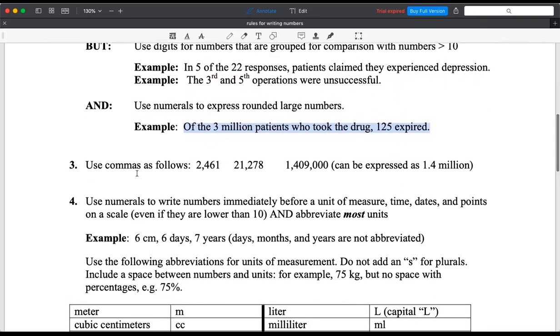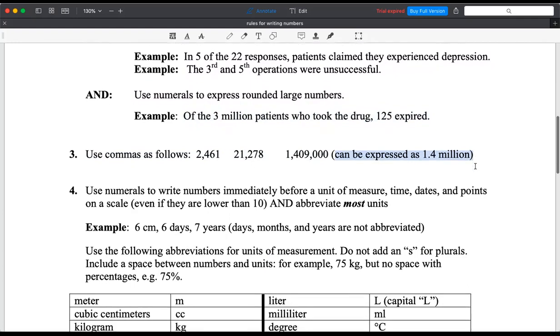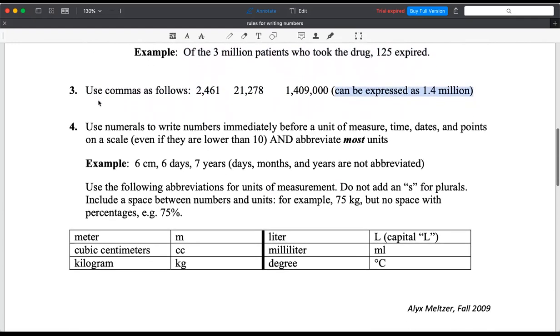I use commas when numbers are larger than 1,000. For example, I say 2,461. If it is in the 10,000s, I would say 21,278. If it is a million and above, every 1,000 I separate with a comma. It can also be expressed as 1.4 million as rounding off, but make sure that you have commas and punctuation in the proper places.